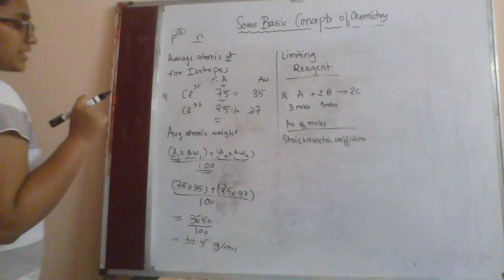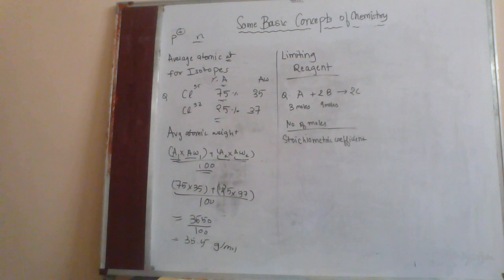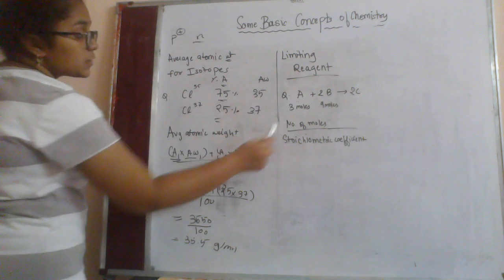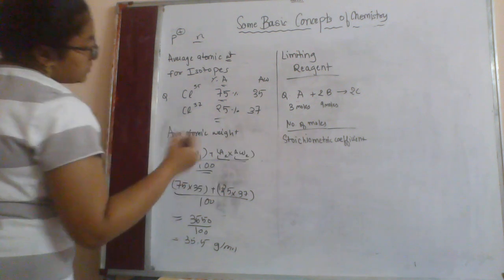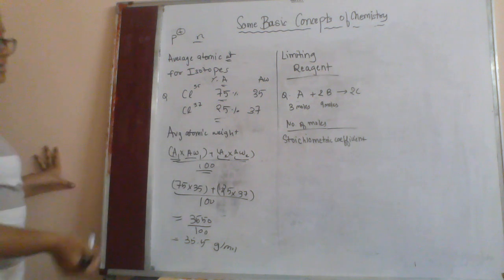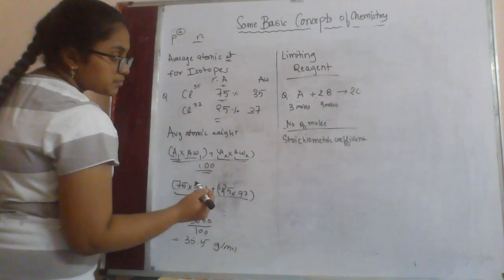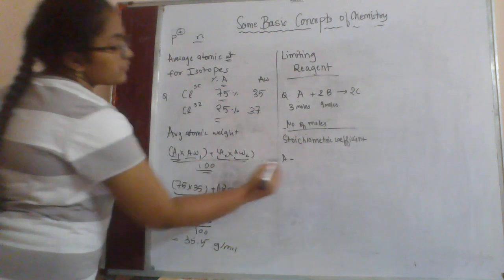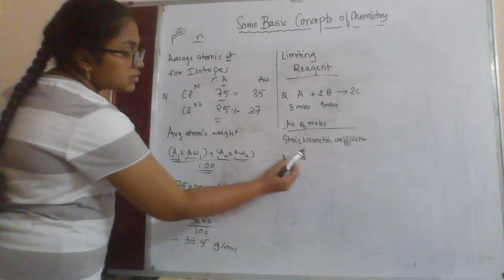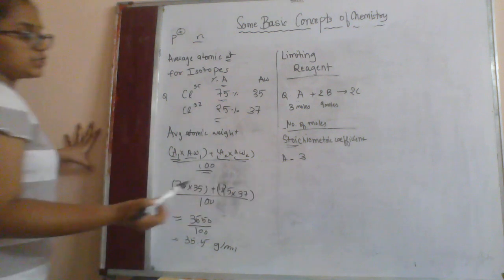The question is, find the limiting reagent if 3 moles of A react with 9 moles of B to give the following reaction. This reaction is given in the question. So this is the formula for finding the limiting reagent, but how to use it? See, first is the number of moles. Let's find for A first of all. Number of moles of A is 3. Now what is the stoichiometric coefficient?